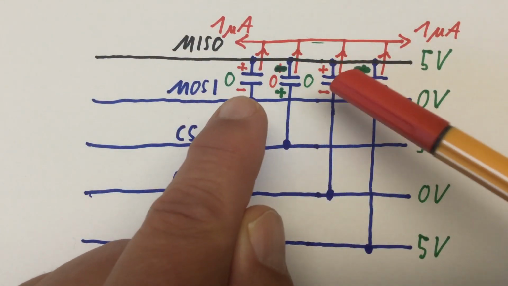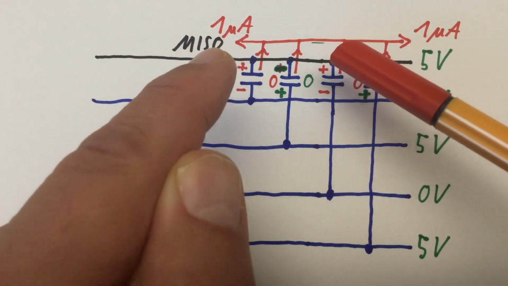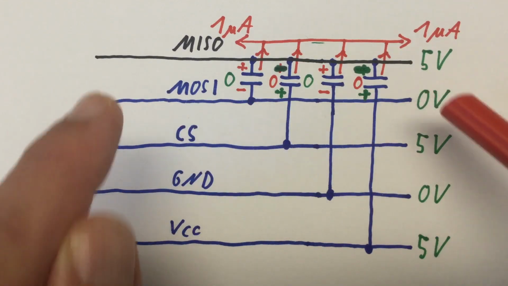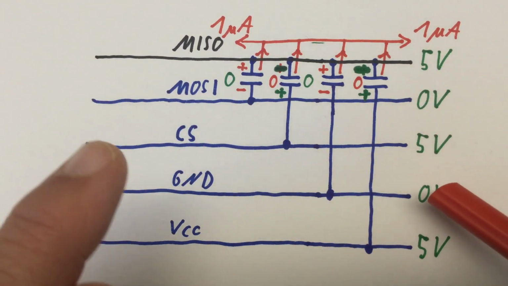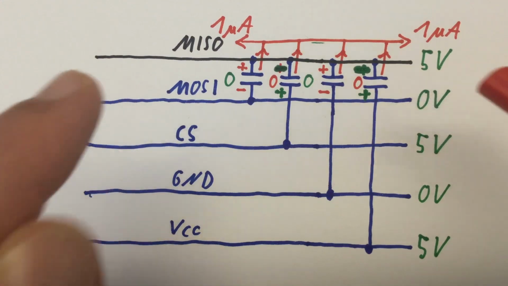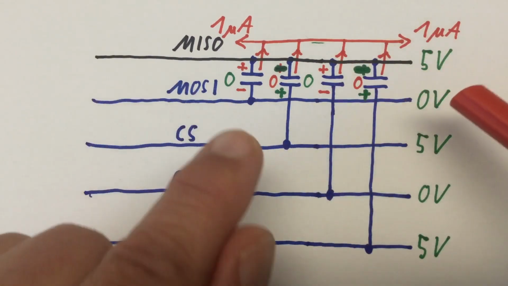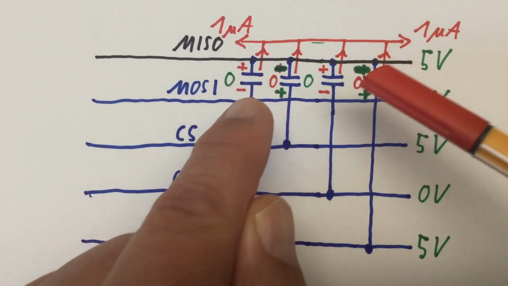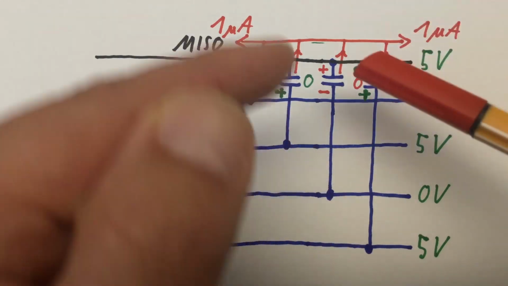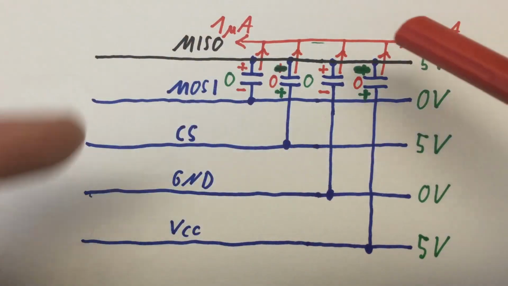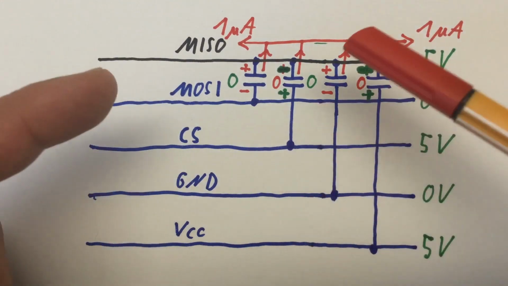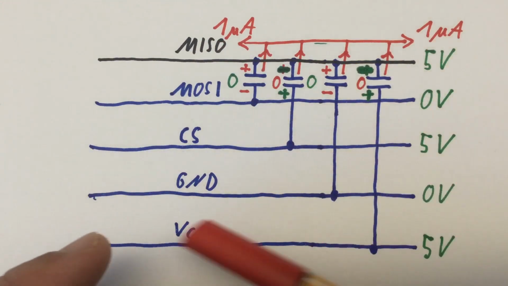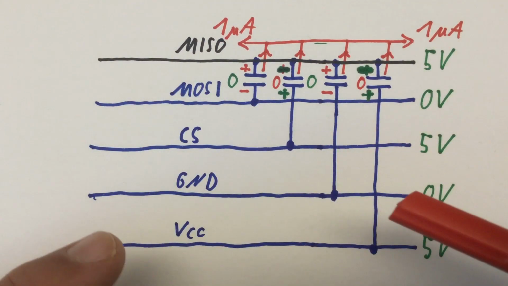Now, two of these capacitors, and initially these are charged plus minus, are connected to lines that are 0 volts. Ground, of course, 0 volts, and master out, slave in also goes to 0 volt after our SPI transaction ends. The other two capacitors, again in red, are initially discharged. We have 0 volts across them because they are coupled to lines that are at 5 volts. Chip select goes up to 5 volt and VCC is, of course, always at 5 volt.